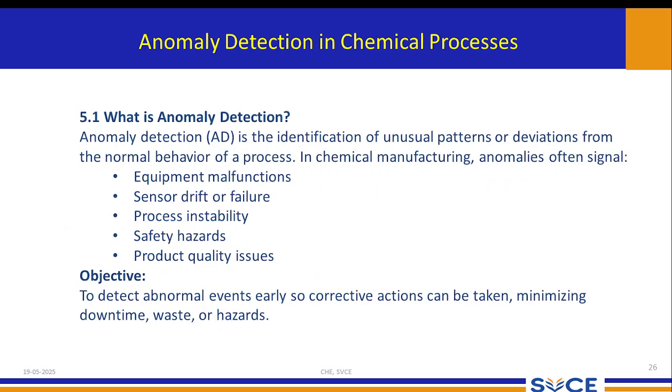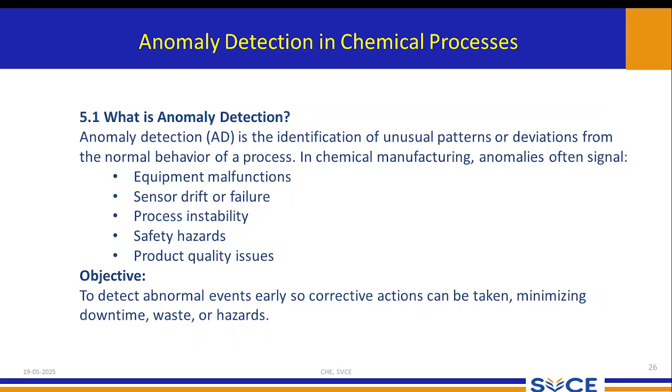What is anomaly detection? Anomaly detection is the identification of unusual patterns or deviation from the normal behavior. So underline the word deviation from the normal behavior of the process. When this happens, you need to find out why it is happening, either by the 5 Why technique or by identifying why this deviation occurs.